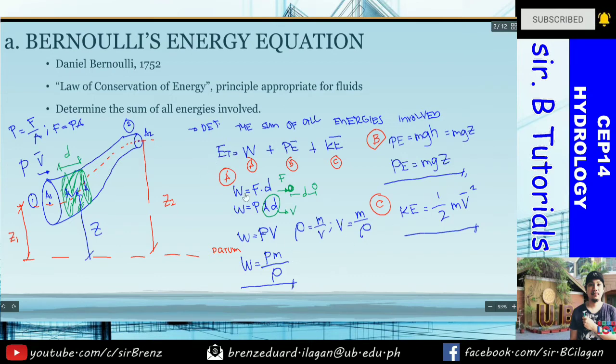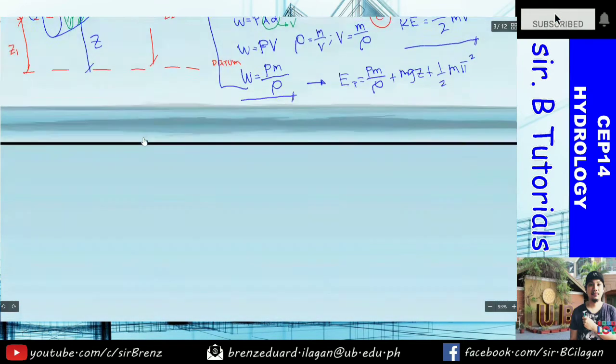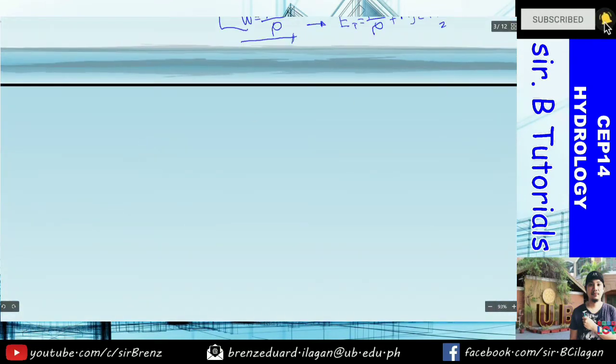Okay, so knowing that this will be our equation, therefore our total energy, considering the equations we produced, you just rewrite this equation here. So the total energy will have an equation of pressure multiplied by the mass all over the density plus the potential energy, or the mass times the gravitational acceleration times the height Z, plus 1/2 of the mass times the velocity squared. Okay? And as stated in the law of conservation of energy, the total energy from point 1 should be equal to the total energy at point 2. So if you're going to write that in an equation, this is what you will see.